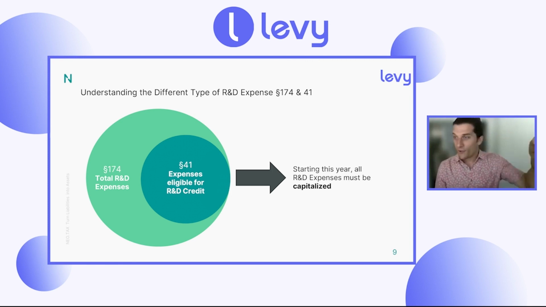And I have to go through with a fine-tooth comb and identify which ones get credit and which ones have to be capitalized. And why I bring this up is because with NeoTax, when you go through the process of claiming the credit, it gets you most of the way there to being compliant with this new tax change. And our software can help you do that, which we'll show you shortly.